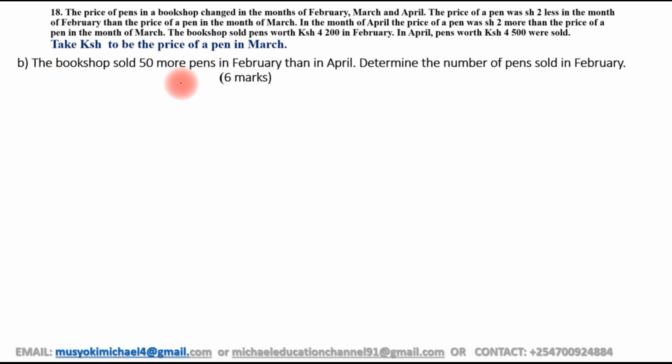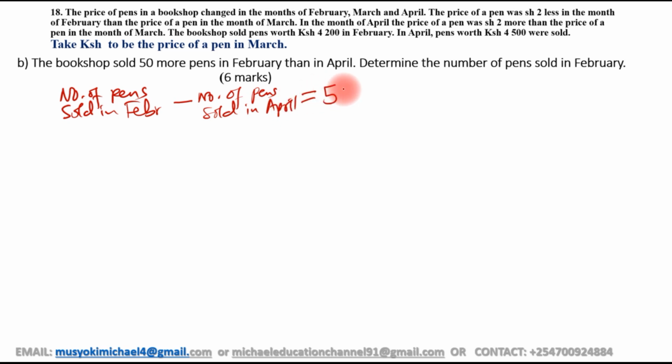The bookshop sold 50 more pens in February than in April. Determine the number of pens sold in February. So the bookshop actually was able to sell 50 more pens in February than in April. So we need to get the number of pens sold in February minus the number of pens sold in April. So that must give us 50. So the number of pens sold in February, we have worked it out in part A. That is 4,200 over x minus 2 minus 4,500 over x plus 2 is equal to 50.